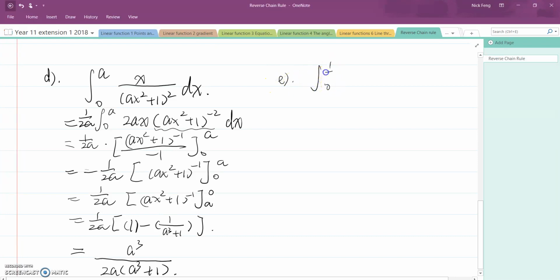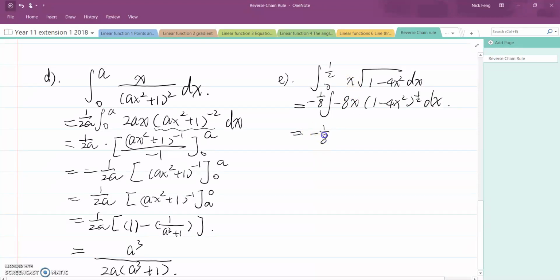Integrating from 0 to half, x square root of 1 minus 4x squared dx. Now, the derivative of the inside function should be negative 8x. And you write this as 1 over 2, x to the power of half dx. Again, you can't just do this. You need to multiply outside by negative 1 on 8 to balance the question out because the question only provides x instead of negative 8x. Now, that becomes (1 minus 4x squared) to the power of 3 on 2 divided by 3 on 2.